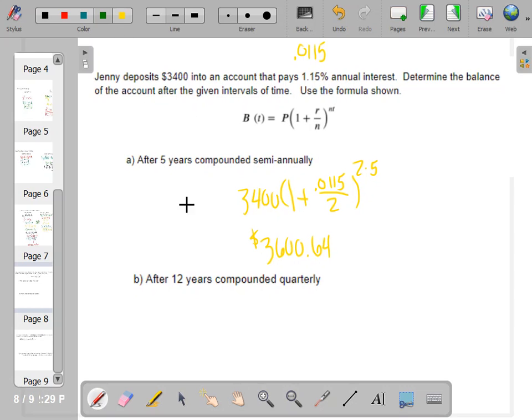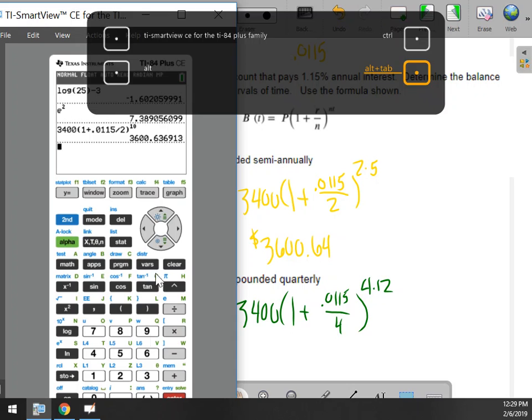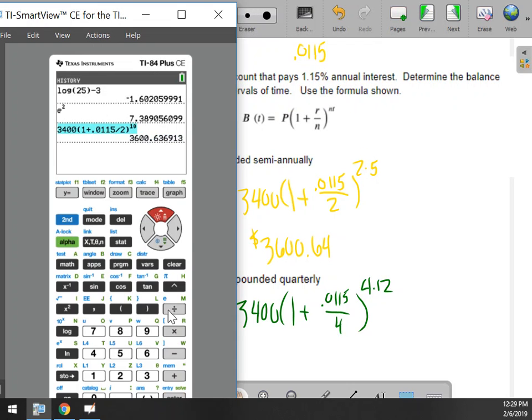Let's do another one, but we'll do it quarterly. So very similar. 1 plus 0.0115. Quarterly means you do it 4 times a year. And if you do it for 12 years, we're going to have to multiply that out. So we do the same thing. I'll actually just steal that from before. But what changes is we're doing it quarterly. And if you do something 4 times a year for 12 years, you end up doing it 48 times.